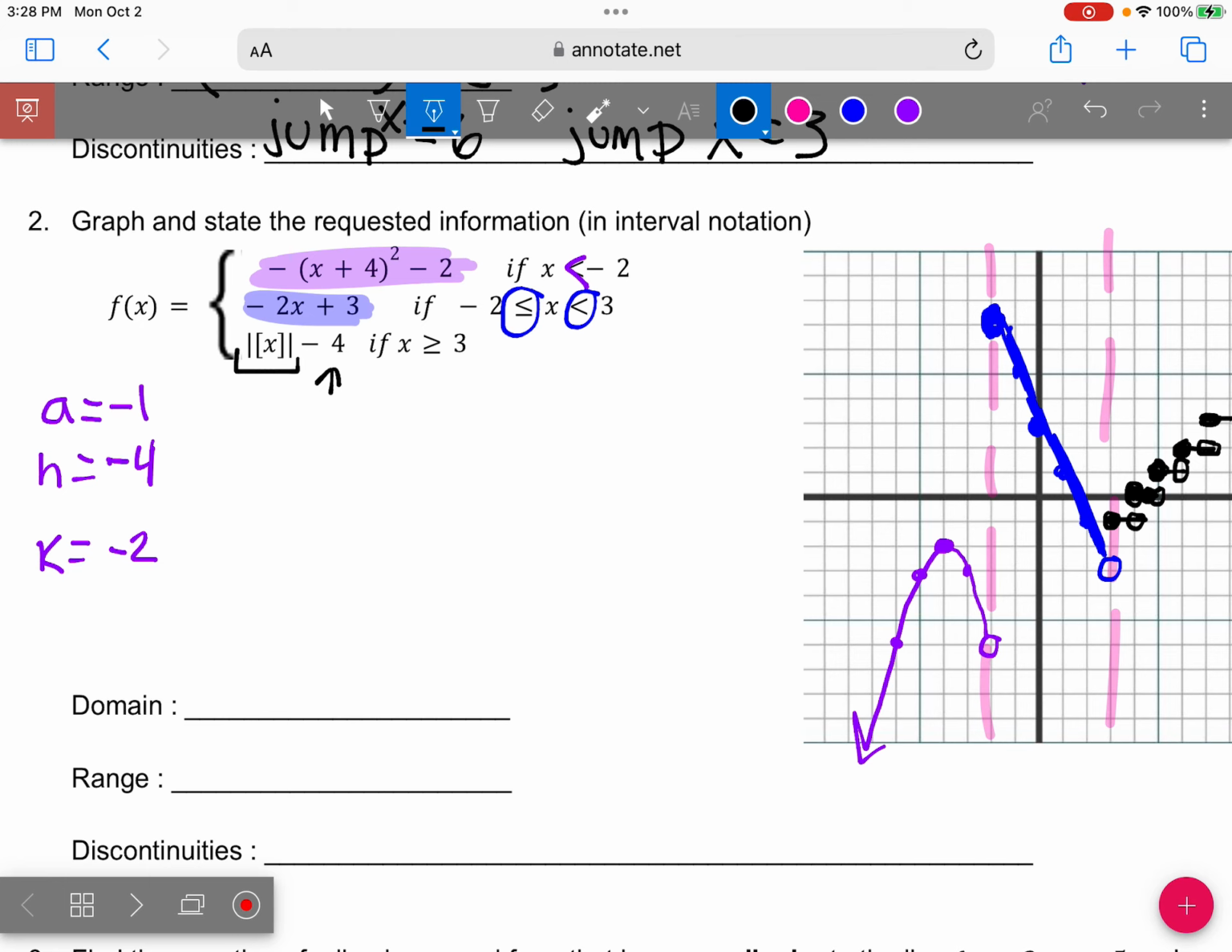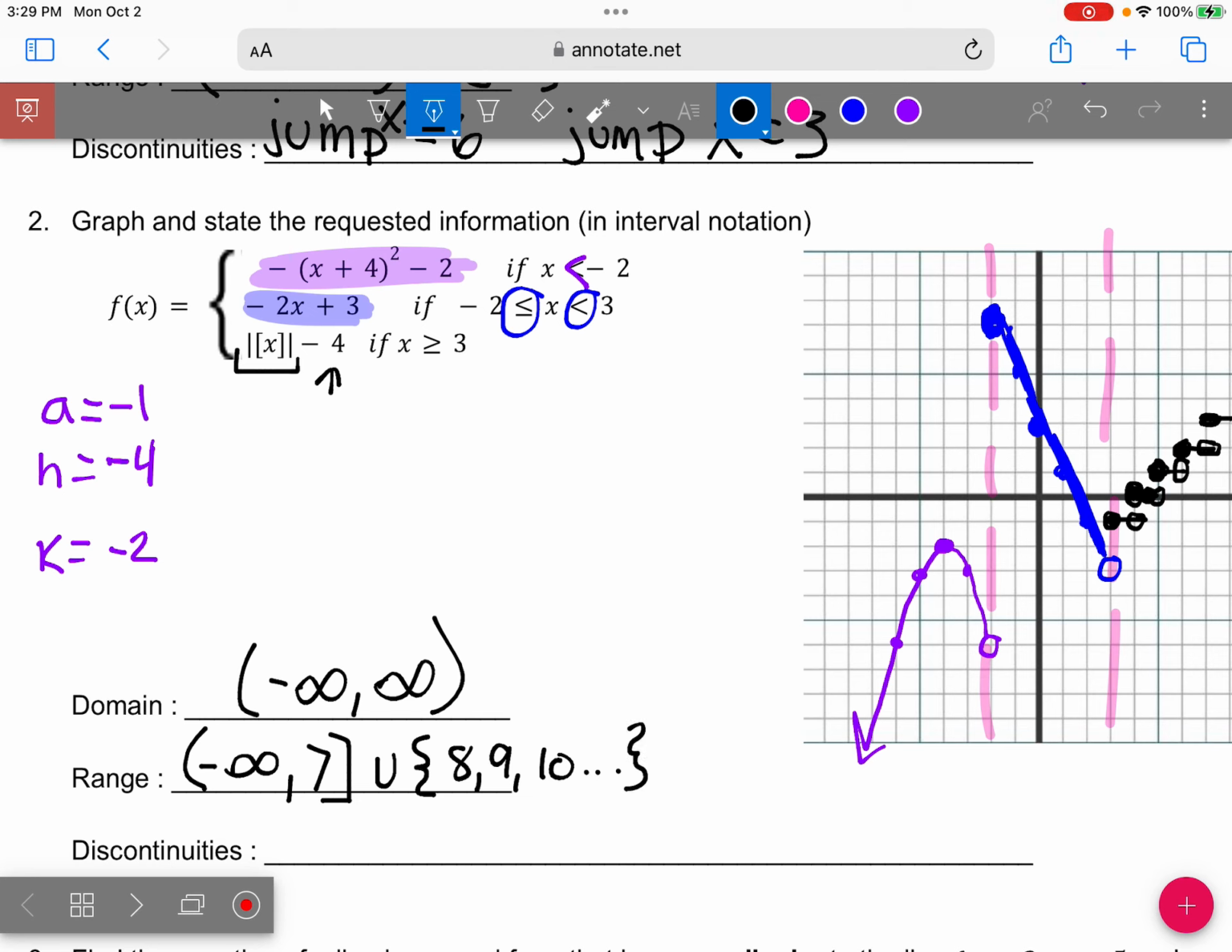For our domain, we can look at this and we see it's really consistent across the board. We don't have any gaps in our x values or anything like that, so it's going to go from -infinity to +infinity. Our range, we have a big chunk of our range from -infinity all the way up to the top of my blue line here, which is going to be a +7, and that value is included. Above that, it's going to be that greatest integer function, which is going up by steps, so it's going to be things like 8, and then 9, and then 10, and so on and so forth. So we're just going to put a dot, dot, dot, close it, and call it good.